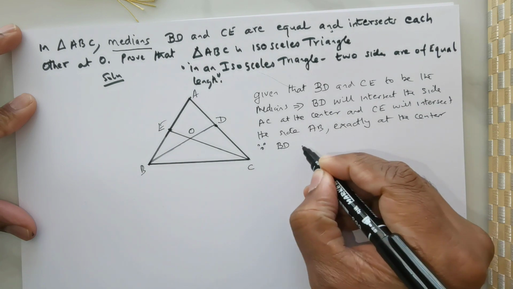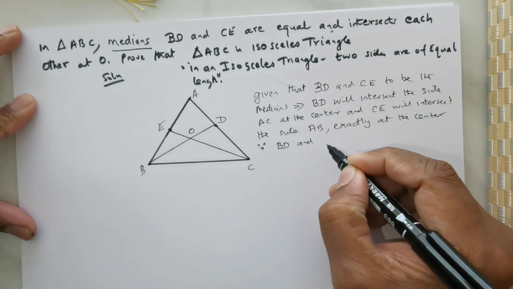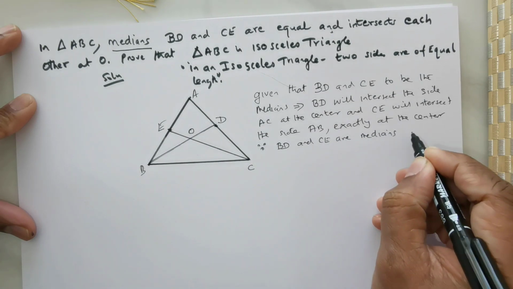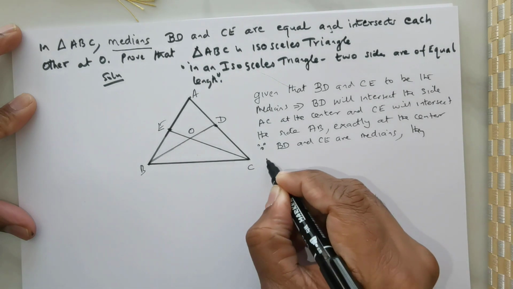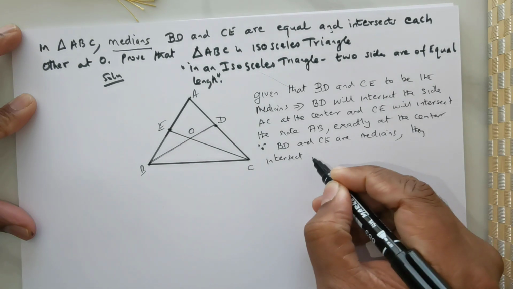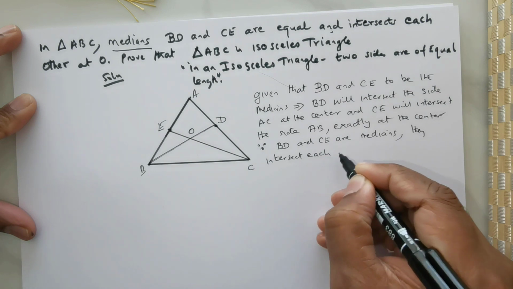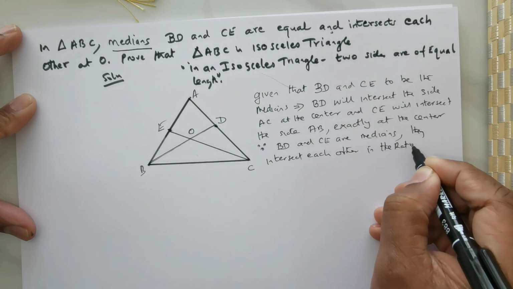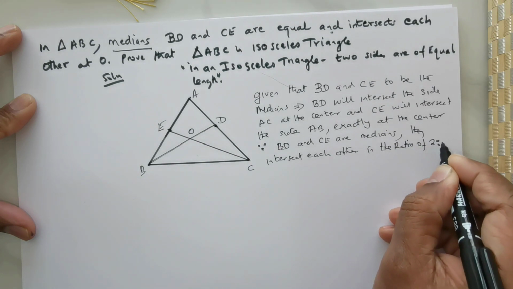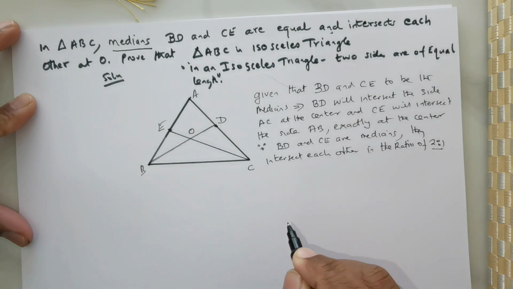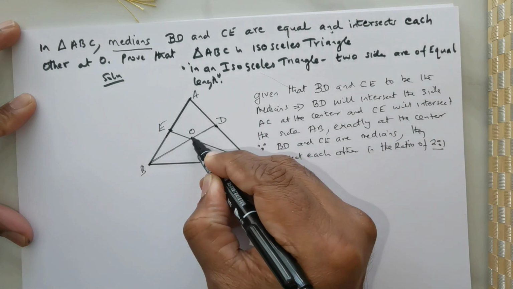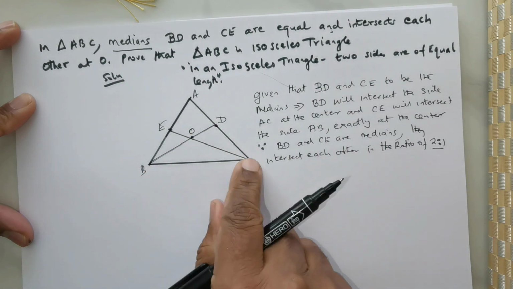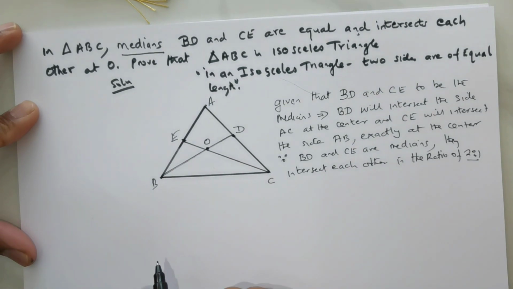Since BD and CE are medians, they intersect each other in the ratio of 2:1. This is very important. So clearly you can see this side is bigger than this side, and similarly this side is bigger than this side, right?